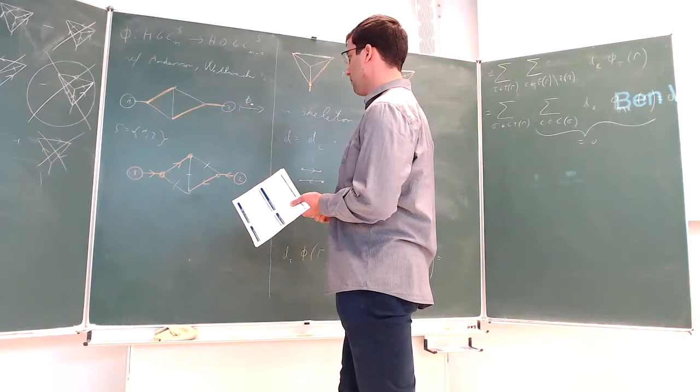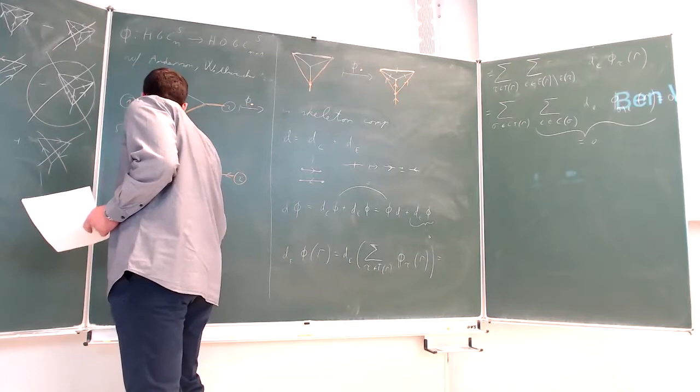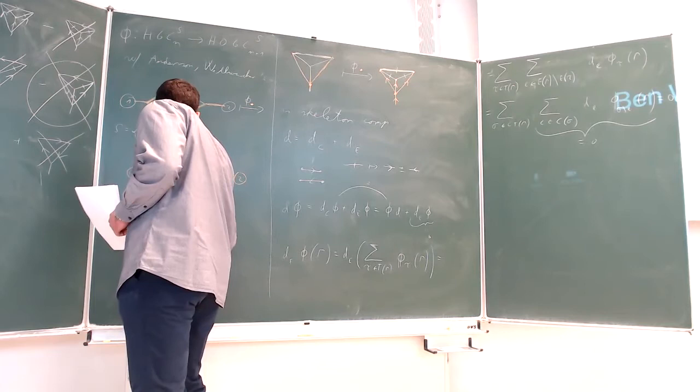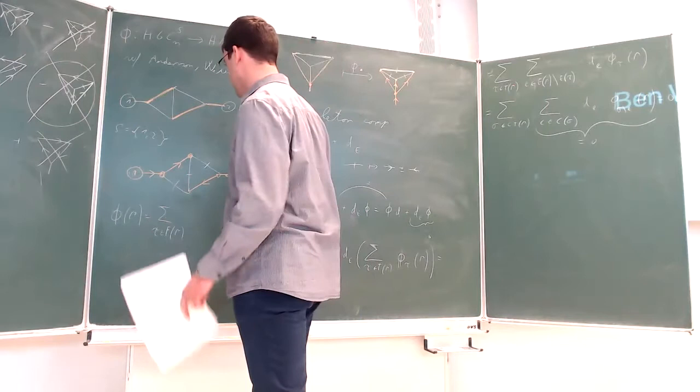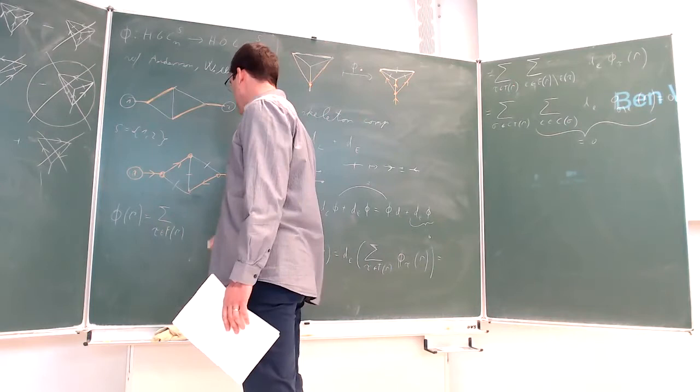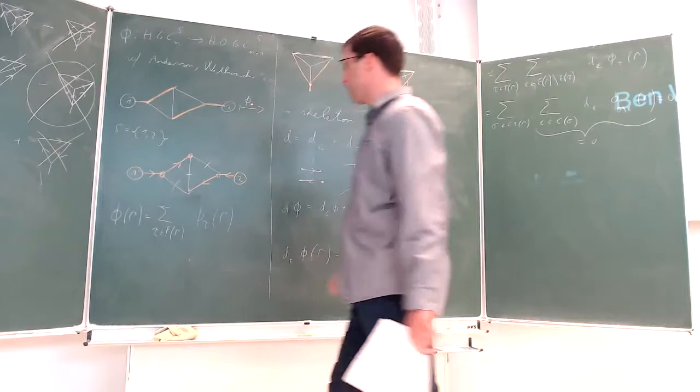And yeah, phi of gamma is the sum over all spanning forests of gamma. A spanning forest is a forest such that each tree in that forest contains exactly one external vertex, meaning one here. So sum over all forests, phi of that forest. I have the same result. This is a quasi isomorphism.